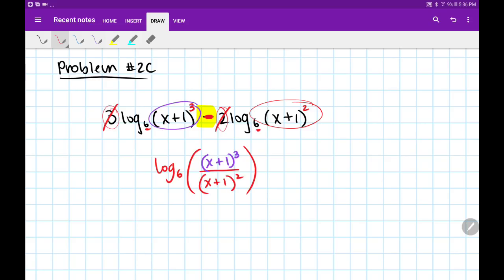Hey, something interesting is happening here. I'm told to simplify this all the way if I can. And I can, in fact. If I have x plus 1 cubed over x plus 1 squared, well then 2 of these x plus 1s are going to disappear, leaving me with just 1 on top. So my answer is log base 6 of just x plus 1 in the numerator to the power of 1.